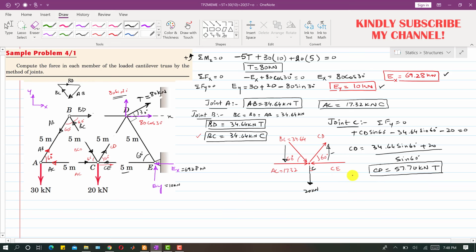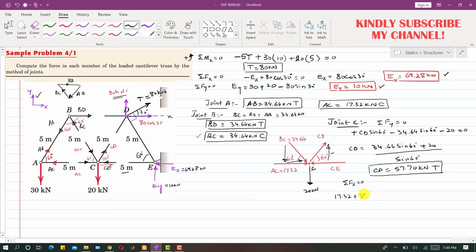Now we can find CE by applying the condition that the summation of forces along x equals 0, right? And this is our positive x and y direction. So this AC is in the positive x direction, so I will write that this is 17.32 kilonewton, and similarly this BC will have one component in this direction, and this component is the cos component. So we have many components: this 17.32 plus this BC cos of 60, right?